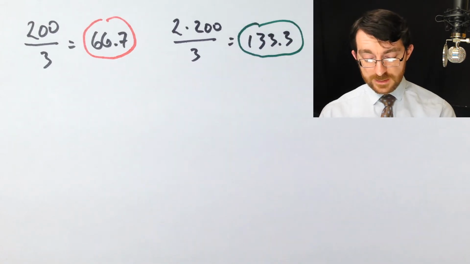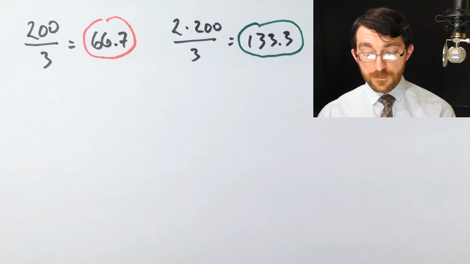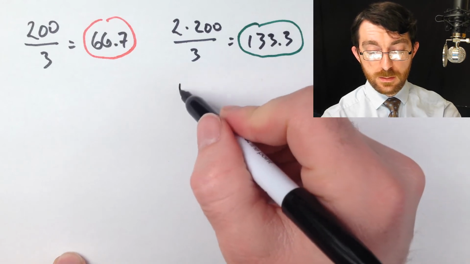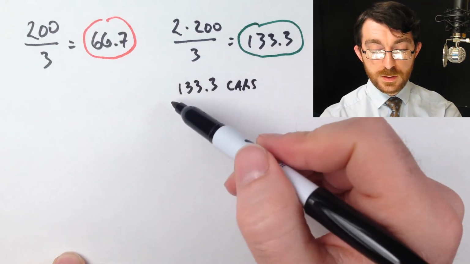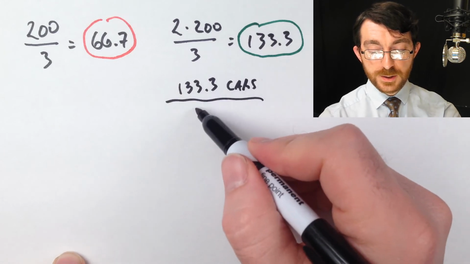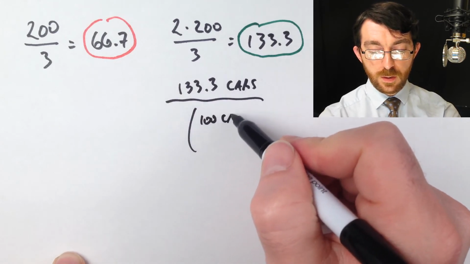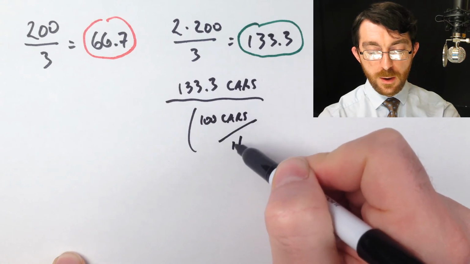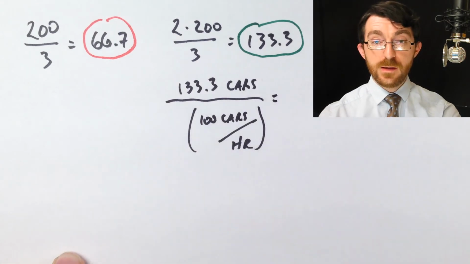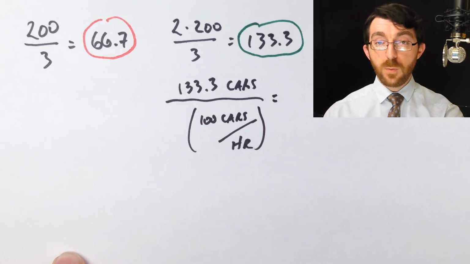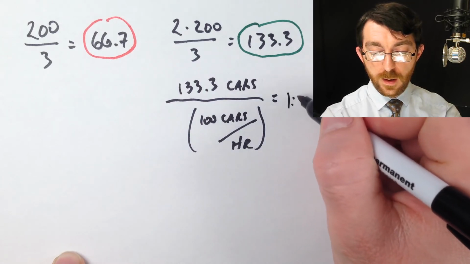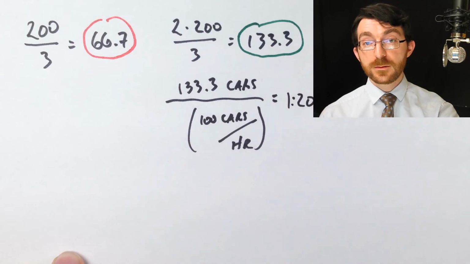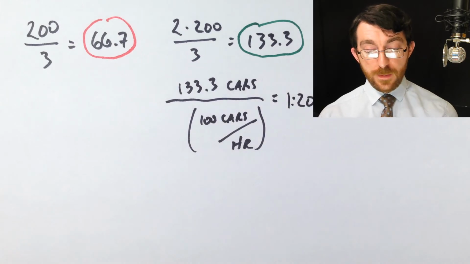Okay, how long is that going to take? Well, 133.3 cars divided by the rate of 100 cars per hour is going to be 1.333 hours, or 1 hour 20 minutes.